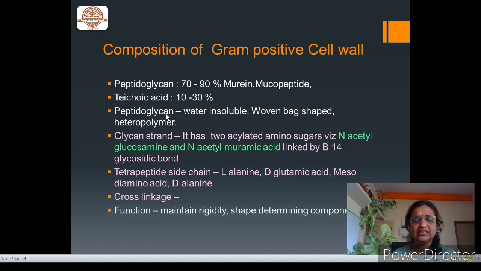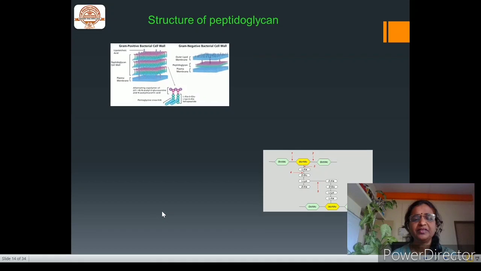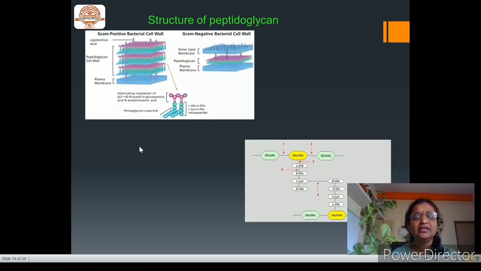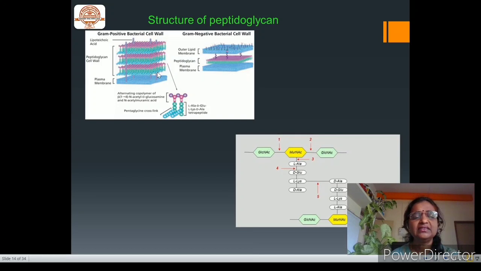Now what is the function of this peptidoglycan? The main function of peptidoglycan is that it gives rigidity. It is a shape determining component of the cell. In short, it is the backbone of the cell. Now this is the structure of peptidoglycan. Here in this first figure, this is the arrangement of peptidoglycan in the gram positive cell wall.